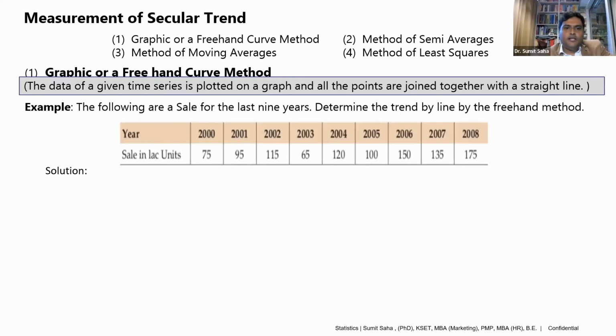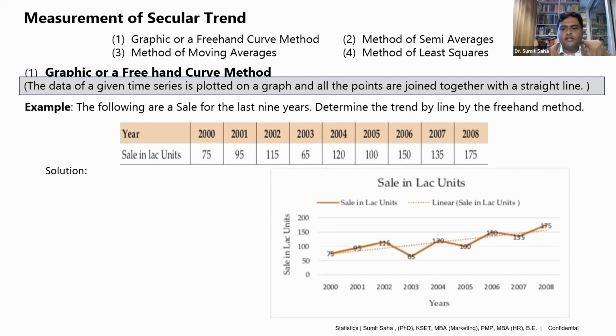Now, if I ask you, read this question: the following are the sales for the last 9 years. Determine the trend by the freehand method. Now, my question is, first you need to understand, can we do the time series analysis? Is it in chronological manner? The data is given from 2000 to 2008. See, it is given in chronological manner. That means I can use the time series method. Okay. Now it is saying that this is the data. Can you draw the line, or project, or do the demand forecasting for the sales? It is very easy. What we generally do is plot this.